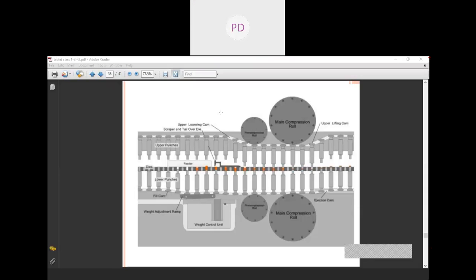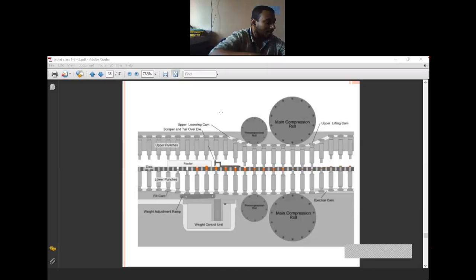Uniformly compress the tablet. Yeah, two punches required. Can you compress a tablet with one punch? No, you cannot. You cannot compress a tablet with a single punch because we have to apply the force from the upside and downside.